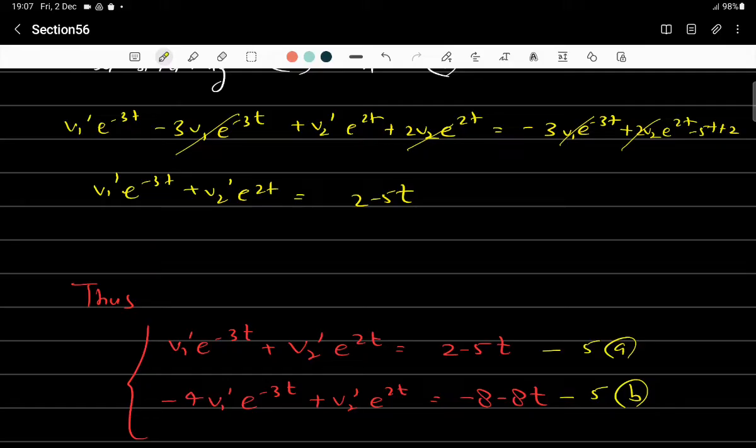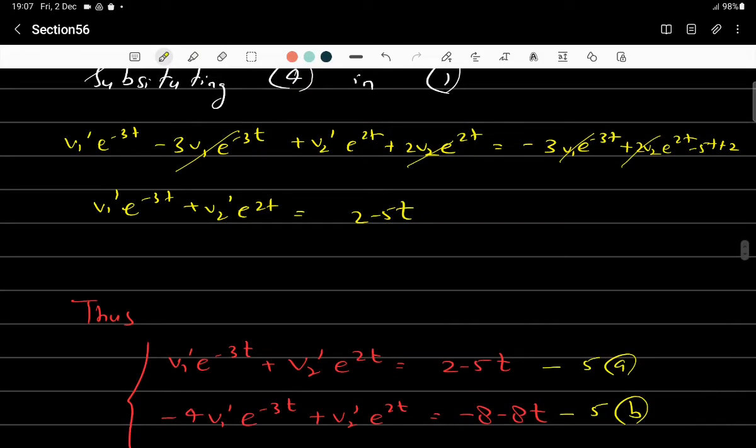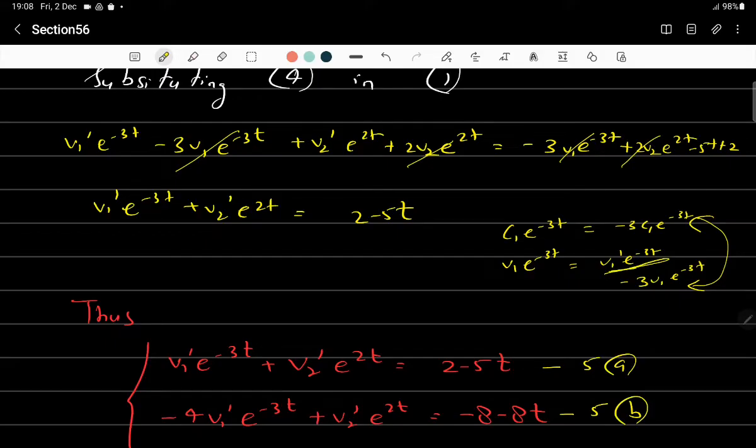Why is it so? Because when you are considering the solution, for example, c1 e raised to the power minus 3t, and you replace c1 by v1 e raised to the power minus 3t, its differentiation is v1 dash e raised to the power minus 3t minus 3 v1 e raised to the power minus 3t. So it means that if v1 is a constant, then these two terms would be there. The extra term is v1 dash.